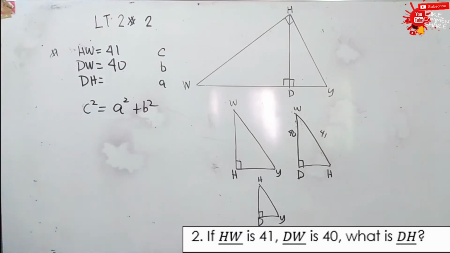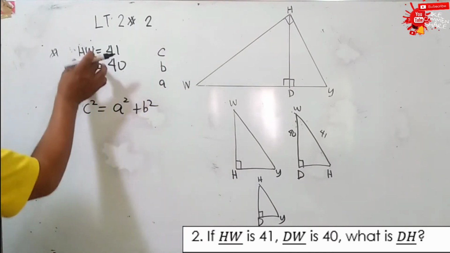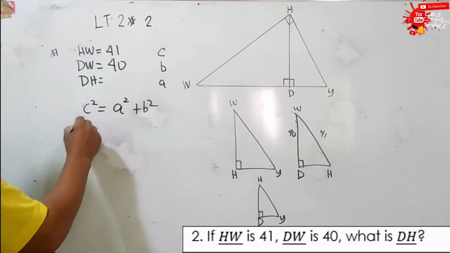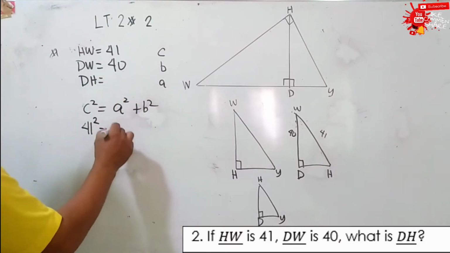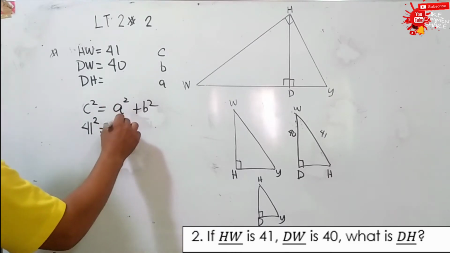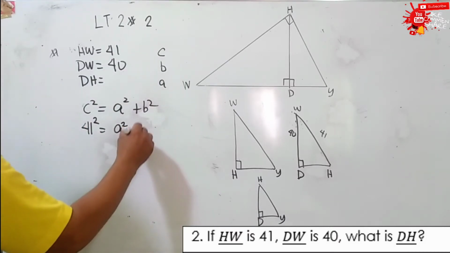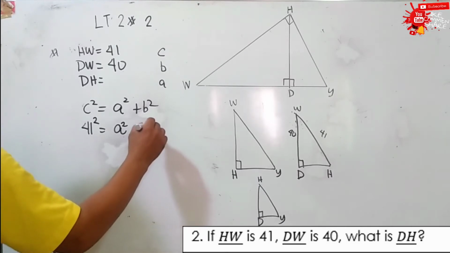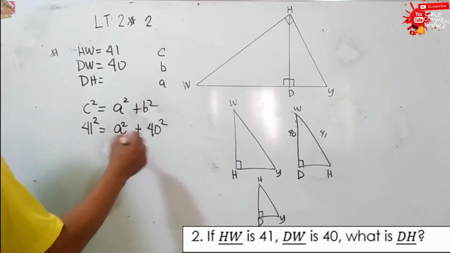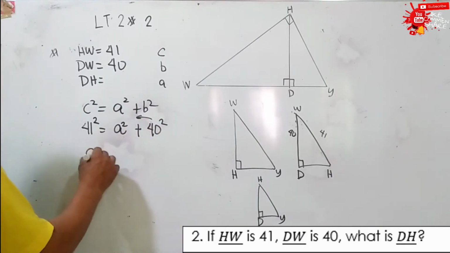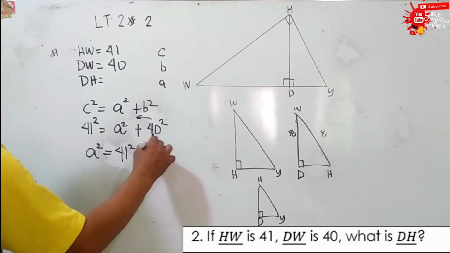Okay? So, na-discuss natin yan. Substitute natin po yan. Okay, ano ba yung ating C? Ang C natin ay, which is HW, the hypotenuse, is 41 squared. Ang A natin, which is DH, ito na lang yung ginawa natin. So, ito yung missing. And B natin, which is the DW, that is equals to 40 squared. Okay, so finding A. So transpose na lang natin itong 40 squared. So we have A squared equals 41 squared minus 40 squared.